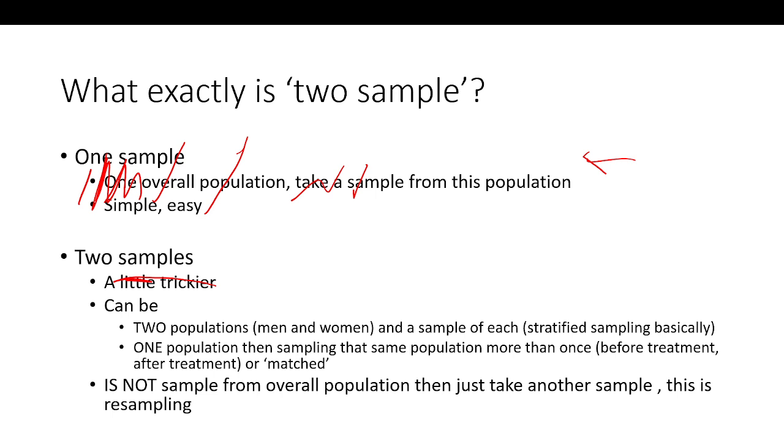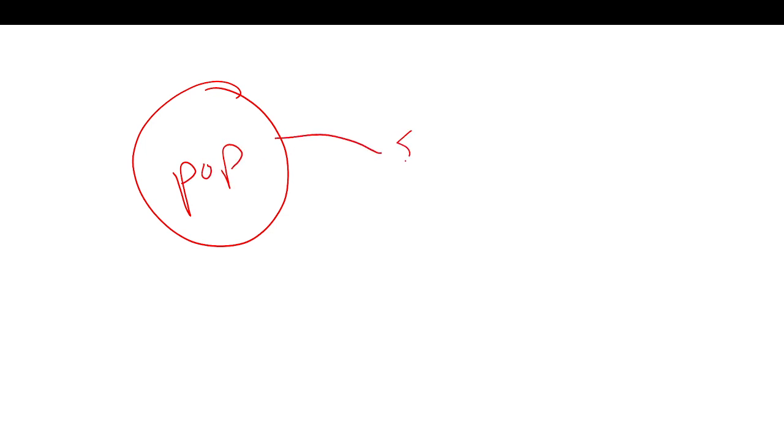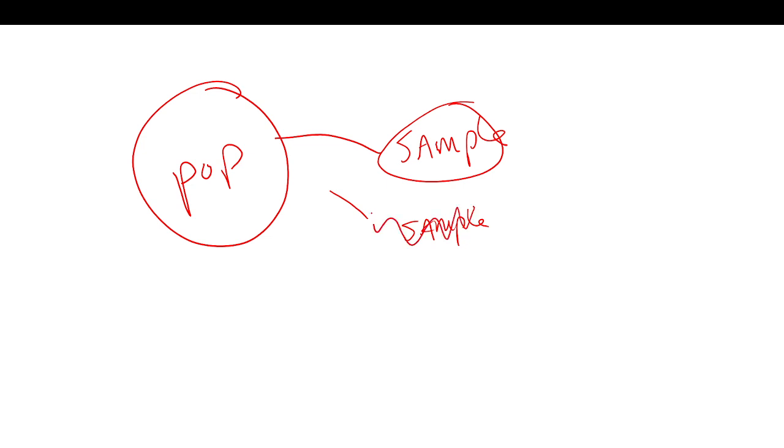Anyways, so two sample tests, now it's not like you're just resampling. So we have a population, okay, and we take a sample, and it's not just resampling and taking another sample. No. This is the kind of thing you do when you're doing the central limit theorem, getting multiple samples. No. So a two sample test, there's two versions of it.